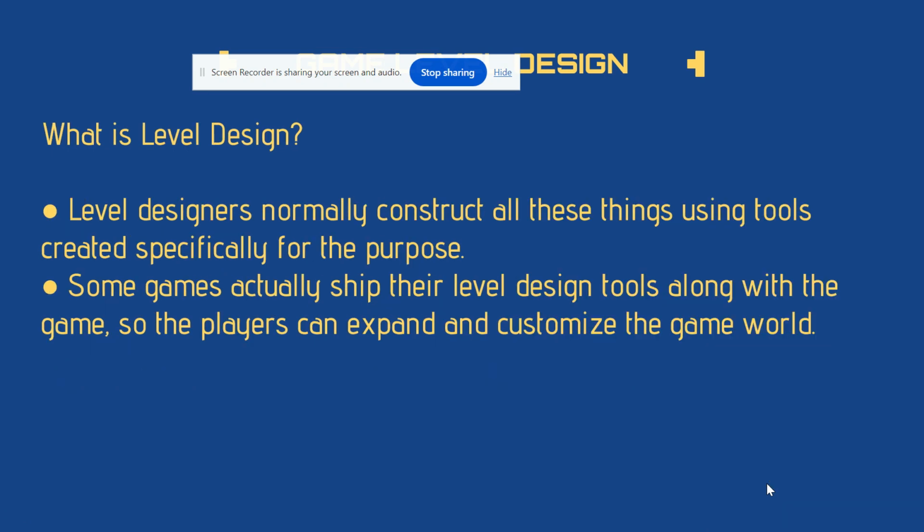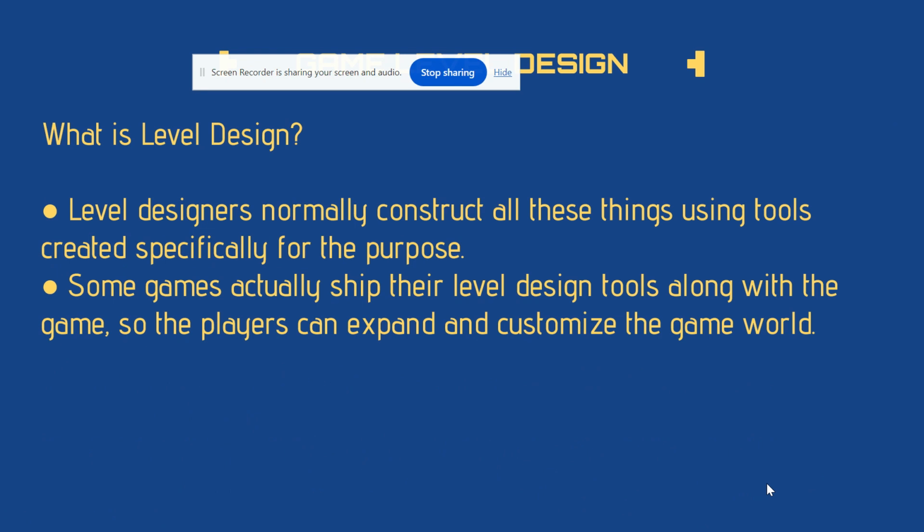Level designers normally construct all these things using tools created specifically for the purpose. That's why part of your job as a student is to explore as much software as you can, not only the engine, such as Unity, for example, but you must explore other software, 3D modeling software. In fact, the simplest ones such as Canva can be explored as well.